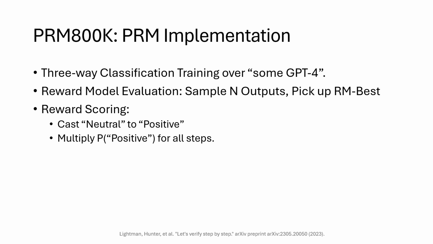And how did they score every generation, every one of the n outputs? First, they did this three-way classification on every one of the n generations, and they cast the neutral label to positive label. For each of these n outputs, we have this positive score, right? So the probability for this output to be a positive step, and then they multiply this positive score for all steps to be the overall score of the current generation. Then after we assign scores for each of the outputs, we can sort them and pick the best one.